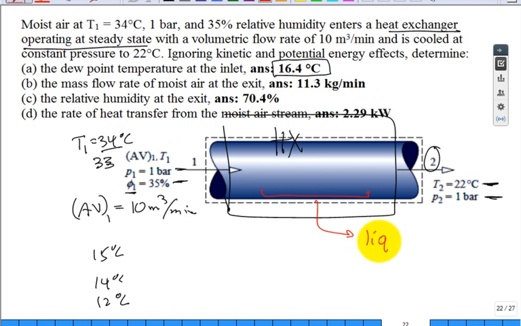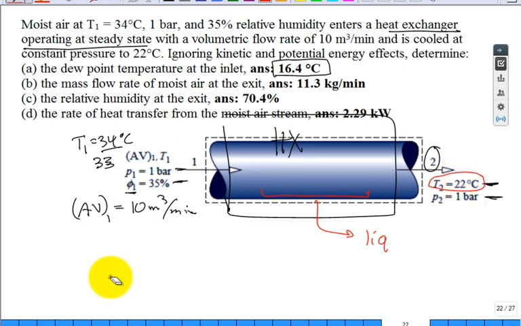But in this case, it exits at 22. Do I have any liquid form that I need to collect in a pan and pull off as liquid out of this heat exchanger? No. It's a very simple problem to begin with. Later, we've got to worry about condensate. We'll do that, not today.